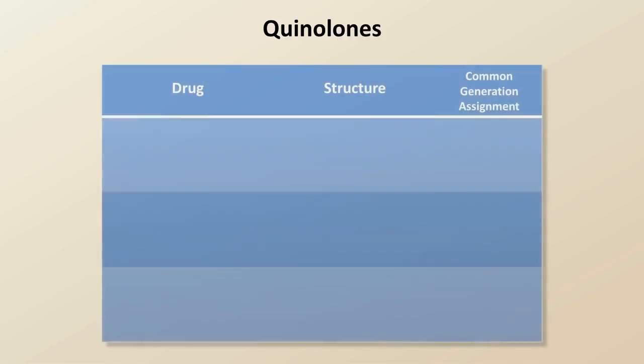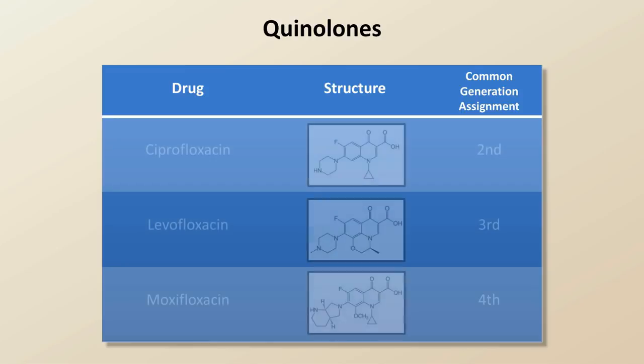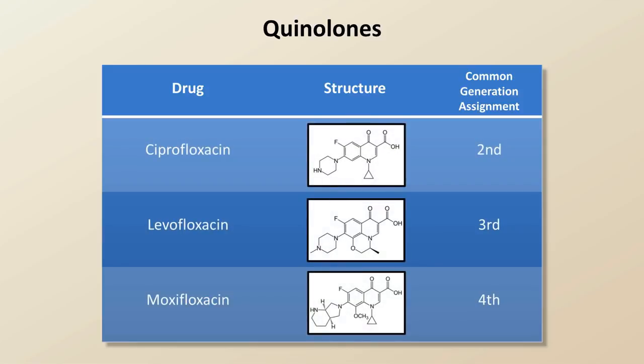Next up are the quinolones. There are literally dozens of different quinolones out there, with some available in one country and others available in another. It would take an hour to review them all, so I'm only going to focus on the 3 most commonly used in the United States, which, for the most part, are among the more commonly used worldwide. These are ciprofloxacin, levofloxacin, and moxifloxacin.